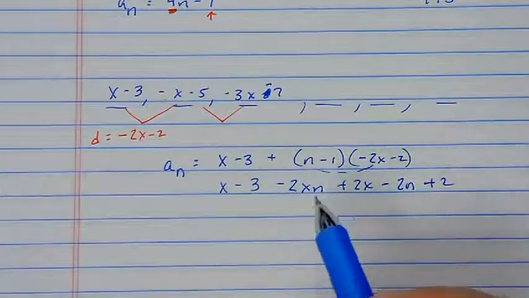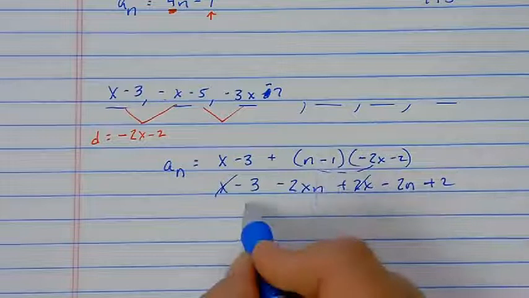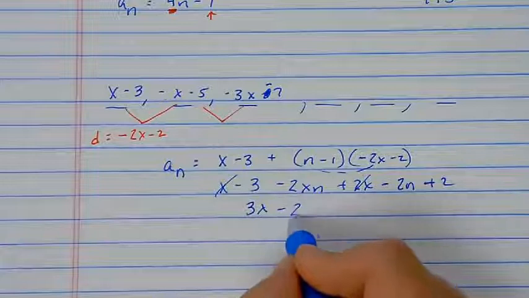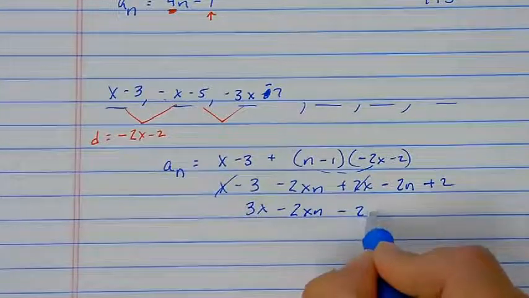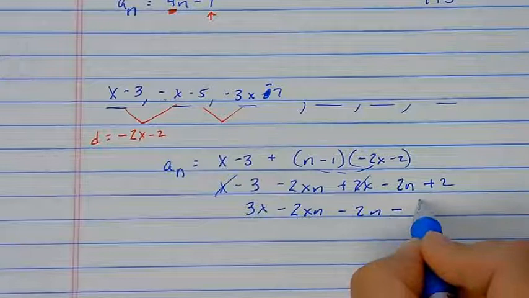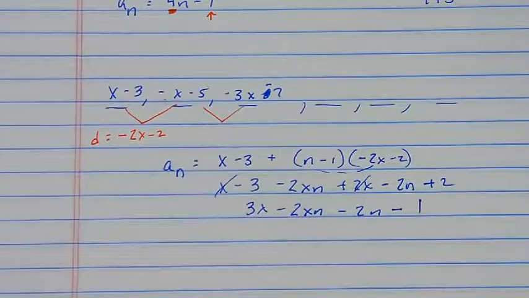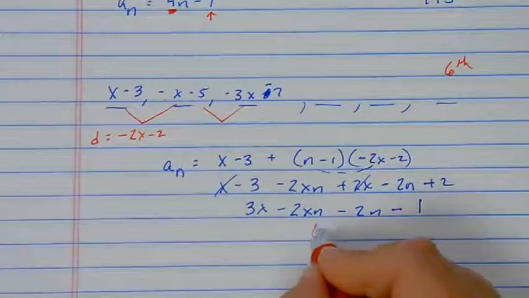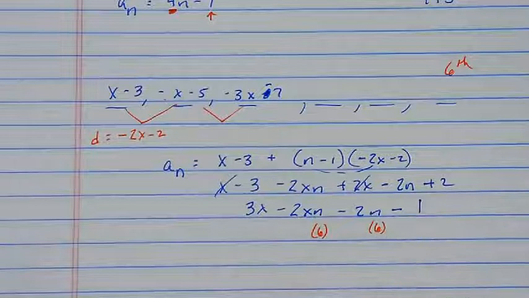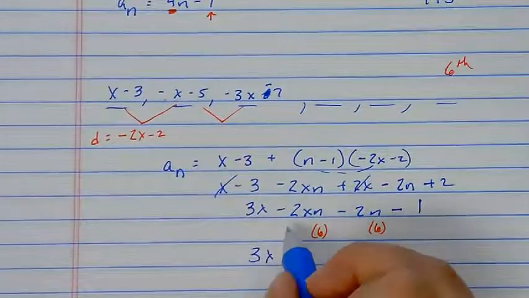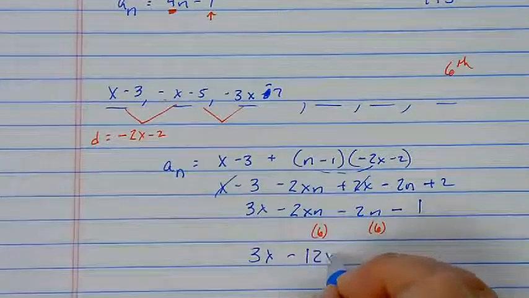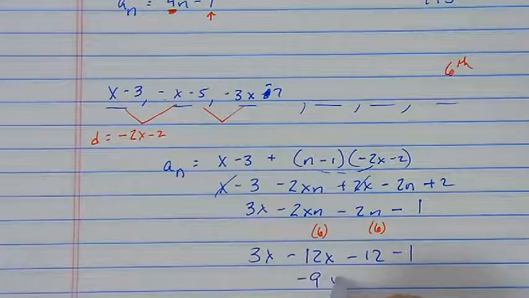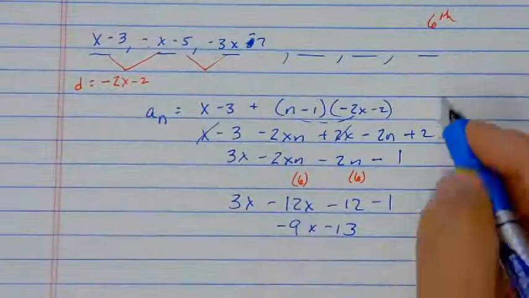So then when I put my like terms together, I have x and 2x, which is 3x, and -2xn minus 2n minus 1. So then, if I'm asked to find the 6th term, I'm going to put a 6 where the n is. So I'll have 3x minus 12x minus 12 minus 1. So -9x minus 13 would be what would go right here.